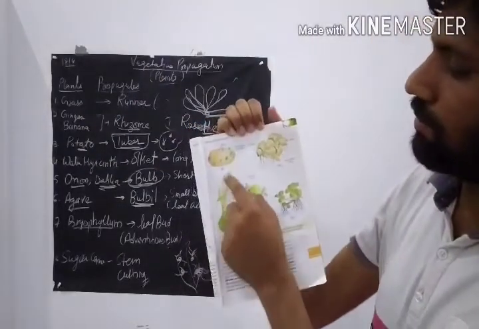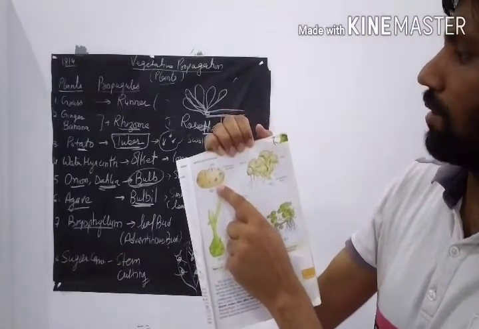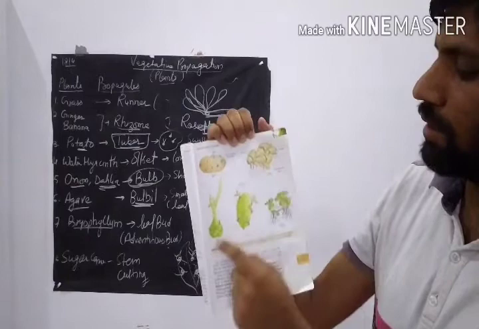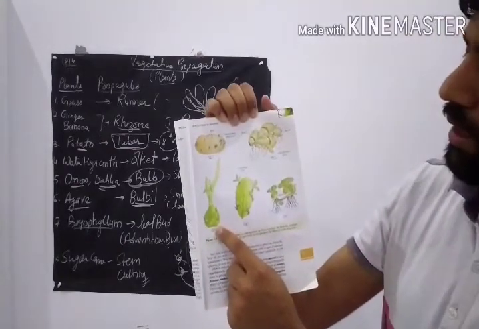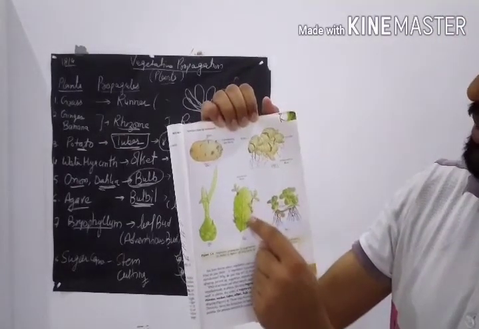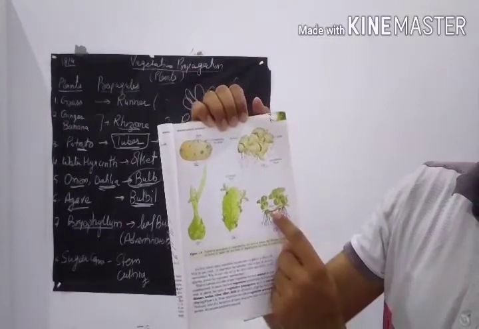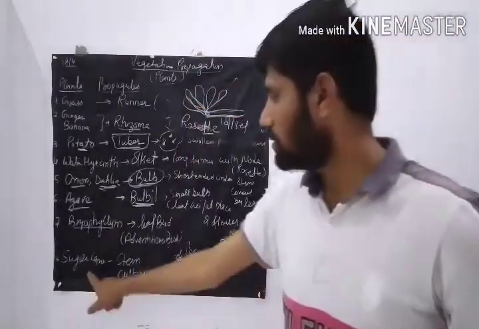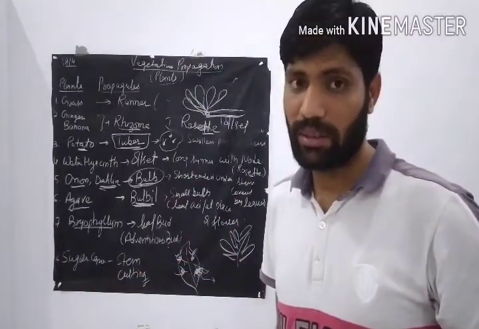In your book, this is the potato tuber, then ginger, that is a rhizome, then the bulbil of agave, then the adventitious bud of bryophyllum, and the offset of water hyacinth. And the sugarcane we have already discussed.